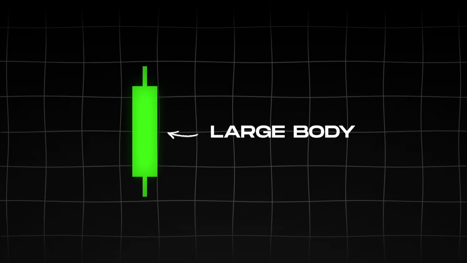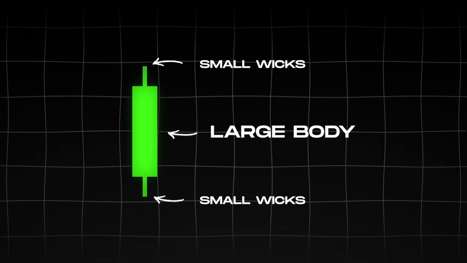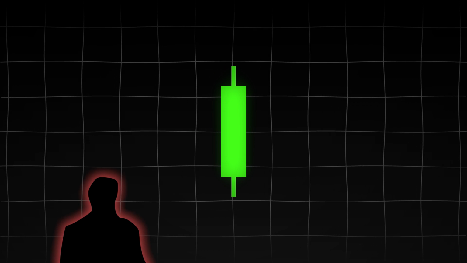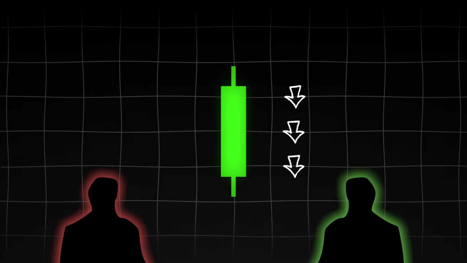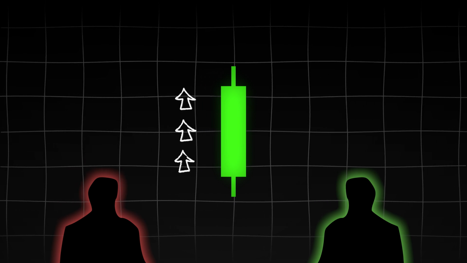Here we need to understand that the body of a candlestick shows the strength or weakness of buyers or sellers. For example, here we have two green candlesticks. The left one has a large body and relatively small wicks. The price opened here and sellers tried to push the price down, but they were very weak because buyers quickly stepped in and pushed the price higher.